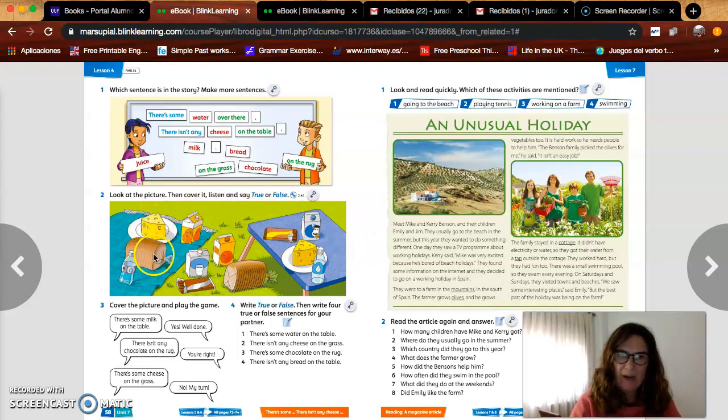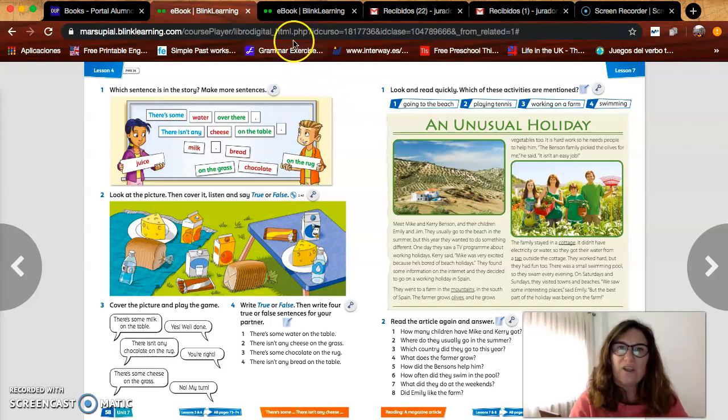Cheese, juice, bread, water, milk, chocolate, pero todos son incontables, ¿vale? Entonces lo que tenéis que hacer son oraciones con there is some o there isn't any. Podéis describir lo que hay on the rug, lo que hay on the grass y lo que hay on the table. Yo creo que está claro, ¿vale?